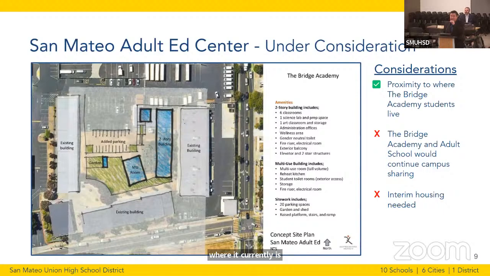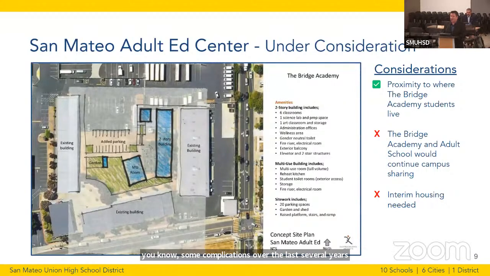The positives, obviously, are that it is in the location where our Bridge Academy students primarily live. It does fit on that, along with some additional parking. But some of the negatives are the Bridge Academy and the adult school would have to continue sharing a campus. And that has had some complications over the last several years.